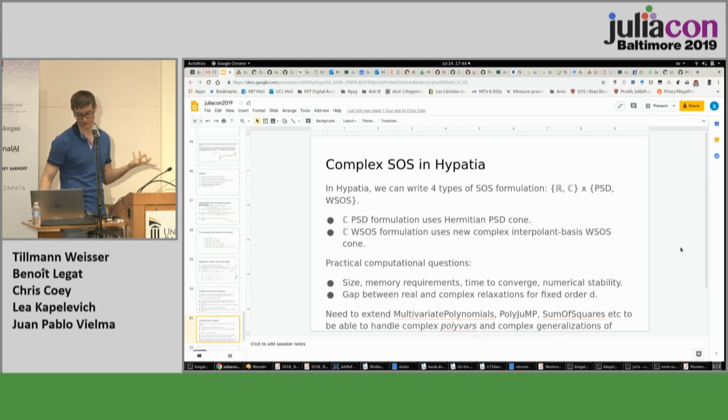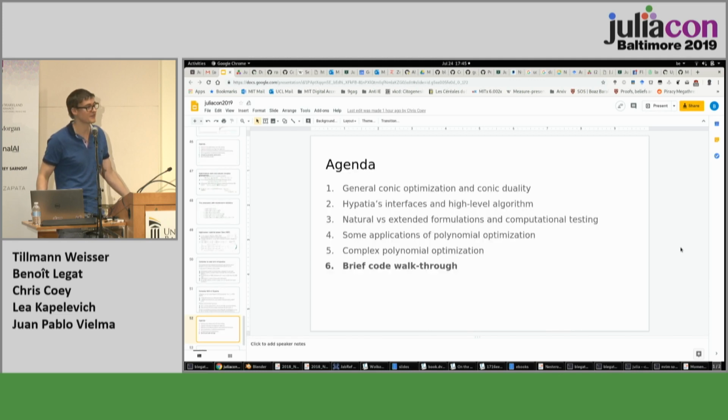And there are some computational questions here, and more importantly, if we want to use this stuff through the interfaces, MultivariatePolynomials, PolyJuMP, SumOfSquares, MomentOpt, that we've been talking about for the rest of the time here, then we're going to need to generalize the polyvars for the complex case. And that's non-trivial. If you want to help, let us know. And I don't have time for that, so we're done.